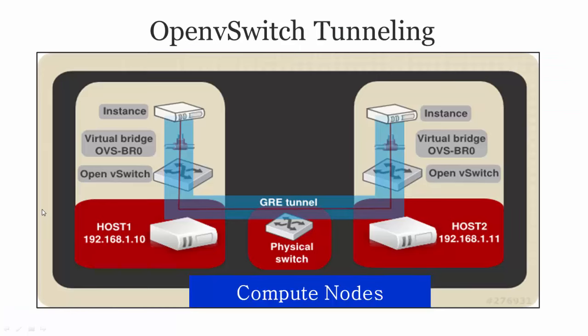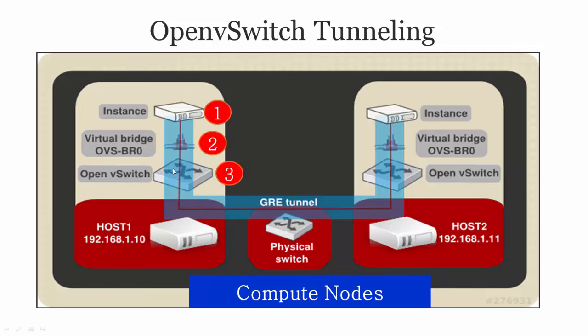So this is OpenvSwitch tunneling. Here the instance, the virtual machine, is inside host 1. This one is also an instance, on host 2, whose IP address is different. The hosts connect to each other using a switch. In this case, instance 1 and instance 2 want to connect to each other. So the instance must be connected to a virtual bridge, for example like this, and this virtual bridge needs to be connected to the OpenvSwitch.